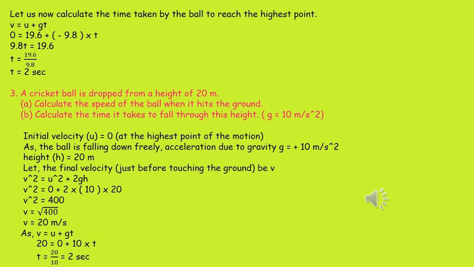Let the final velocity be small v. So, we are using the third equation of motion, v square is equal to u square plus 2gh. v square value we are finding, u is 0 plus 2 into 10 into 20. The body is moving downwards, so g is plus. So, v square is equal to 400, v is root over 400. So, v value is 20 meter per second. Then again we are using first equation of motion, v is equal to u plus gt. 20 is equal to 0 plus 10 into t. t is equal to 20 by 10, that is 2 seconds.